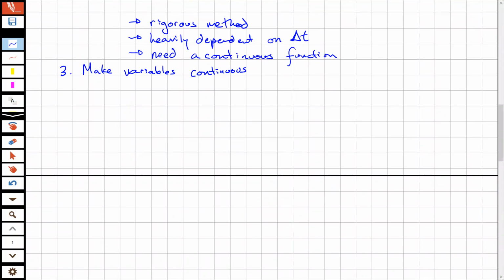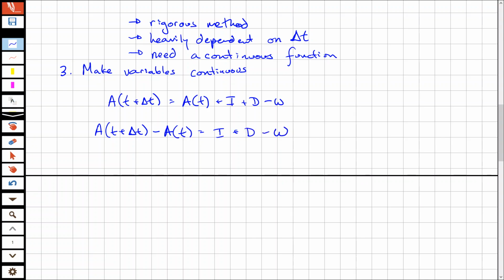So in this case, we're going to take that equation we had before, so we know that our account at t plus delta t is equal to whatever our value was at t plus I plus d minus w. And then what we're going to do here is move that account value at t over to this side. Okay, and we're going to say this is equal to I plus d minus w.